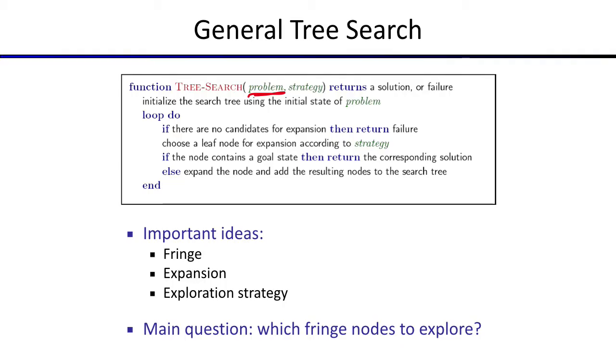So that leaves us with a couple of questions. Well, one main question really: which fringe node to explore? So this, choose a leaf node for expansion according to strategy, there's a good bit of abstraction there, and that's what the rest of this lecture is about. The order that we choose the leaf nodes is going to make a big difference in how this algorithm plays out.